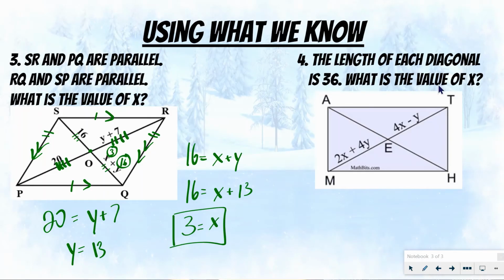So here we see the length of each diagonal is 36. So the length of that diagonal is 36 and that diagonal is 36. If this is a quadrilateral and I have congruent diagonals, that means this has to be a rectangle.